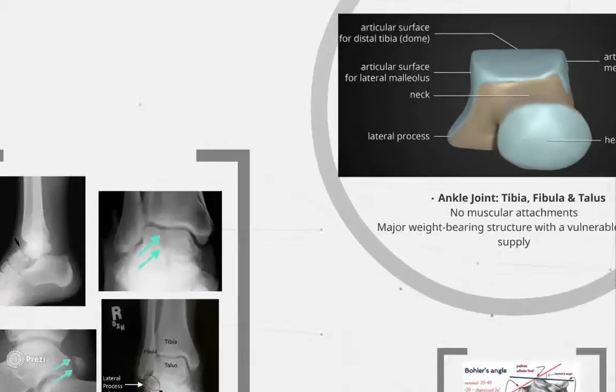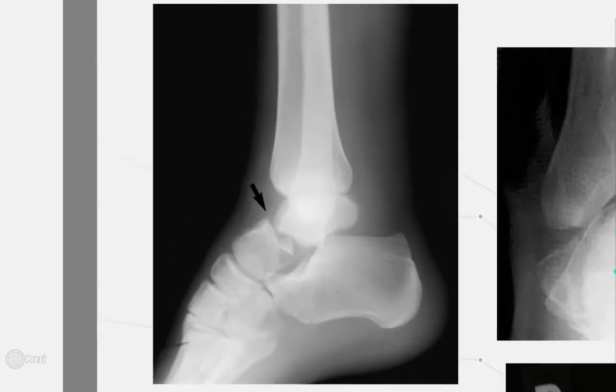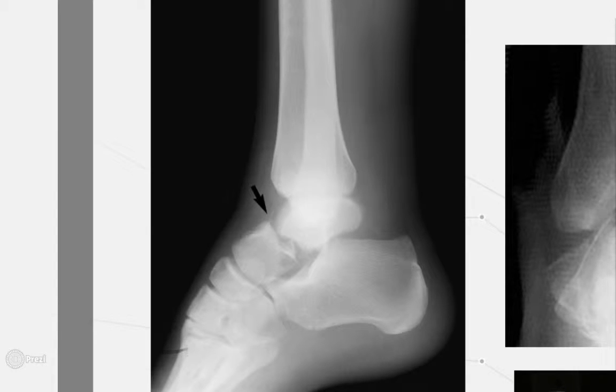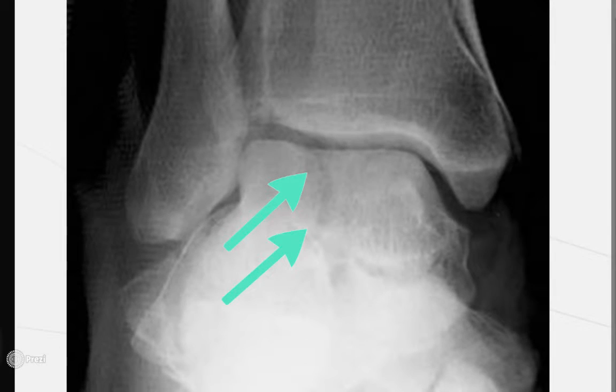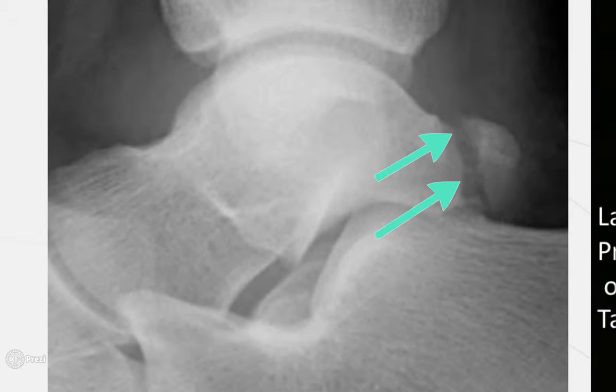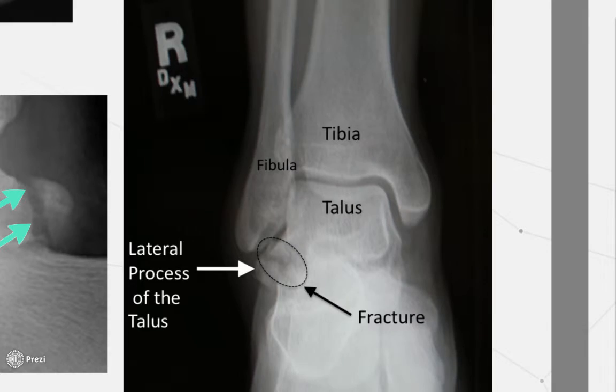This X-ray shows a fracture of the talar neck on lateral radiograph. This is a talar body fracture on anterior-posterior radiograph. Posterior process fracture on lateral radiograph, and lateral process fracture on anterior-posterior radiograph.